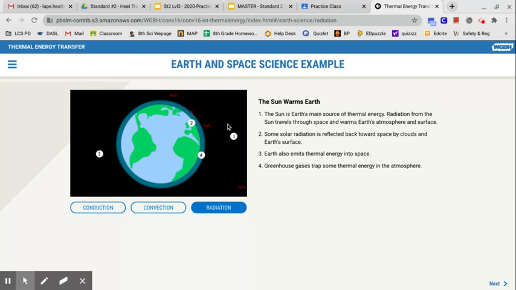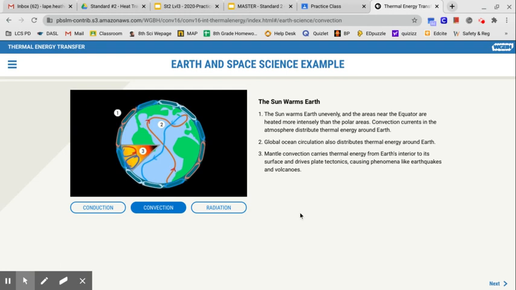So here are the example of the waves that are hitting the earth. And you can see that in some places, there's number one, the sun is the energy source. Number two, some solar radiation is reflected back towards space by clouds on the Earth's surface. 3, Earth also emits thermal energy into space. So you can see here that some of that energy is going back into space, and that greenhouse gases trap some thermal energy in the atmosphere.